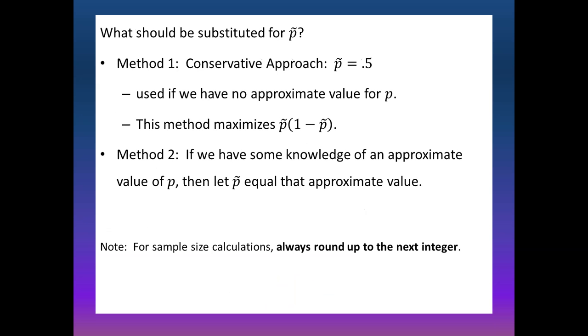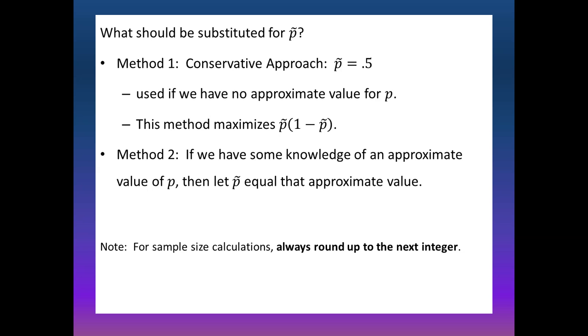These are those conditions. If you have no idea of what p might be, set p tilde equal to 0.5. Because that'll max out the p tilde times 1 minus p tilde part of the formula, and it'll be impossible to end up with a sample size that's too small. You might get one that's larger than necessary, but that's okay. If you get one that's larger than necessary, your margin of error will be below that specified bound, so that's not a problem.